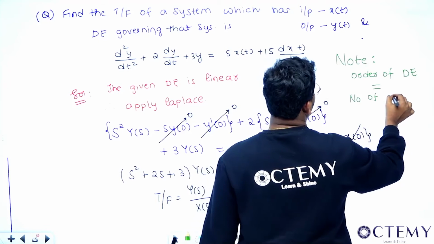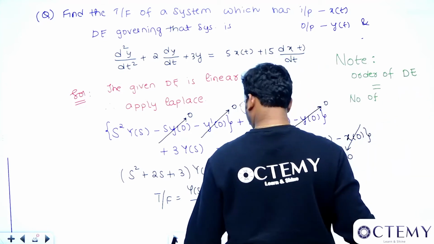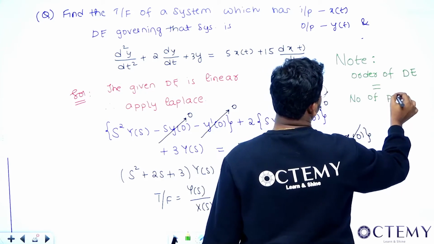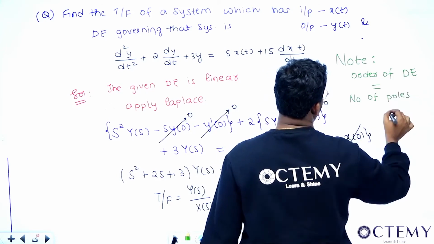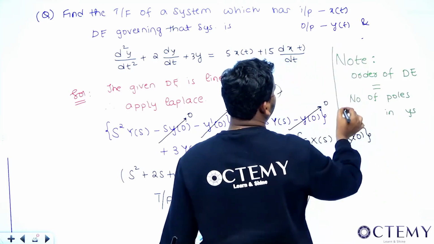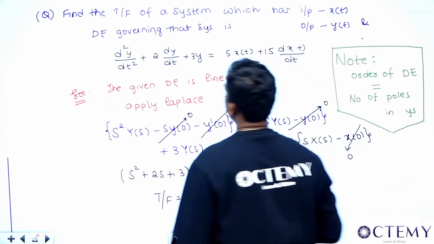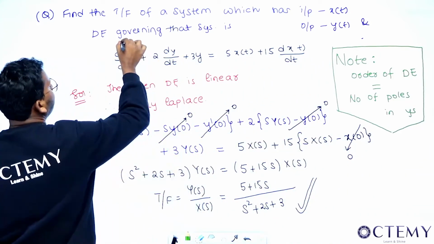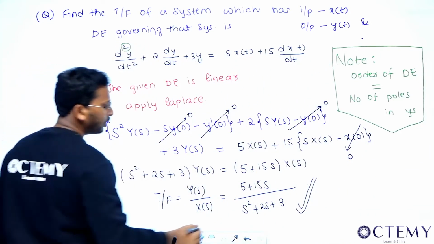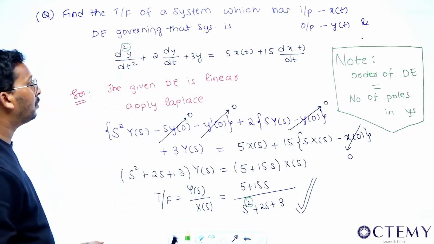Number of poles of the system. Number of poles in system. Right? So here, if you see what is the order, sir? The order is basically 2, because the highest derivative is of order 2. So see, sir, how many poles did you get? You got 2 poles. Right? So this is one point you'll have to remember from here.